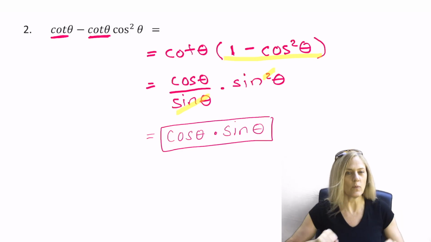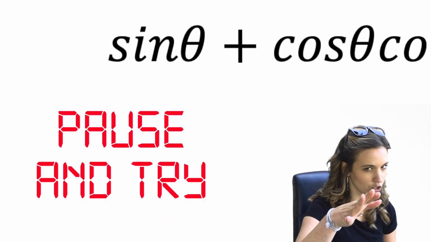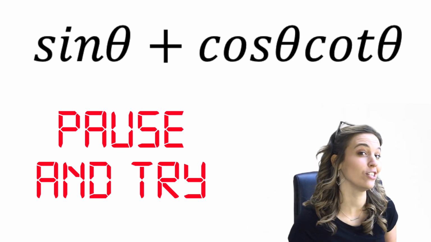Agent M, what's next? All right, Agent R. So we've done one where we just converted to sine and cosine. Then we've seen a factor out one. So let's see one where I may or may not have to find a common denominator. Okay, so what about sine theta plus cosine theta times cotangent theta? Trainees, pause and try it. Sine theta plus cosine theta, cotangent theta.